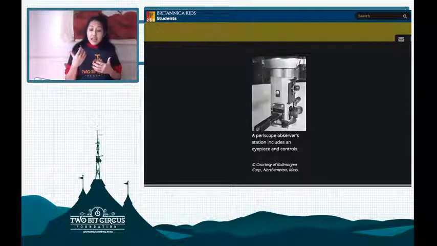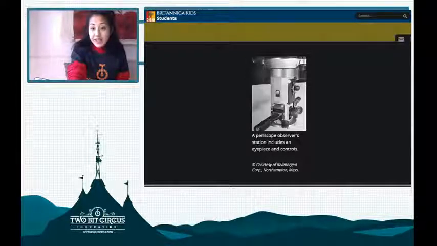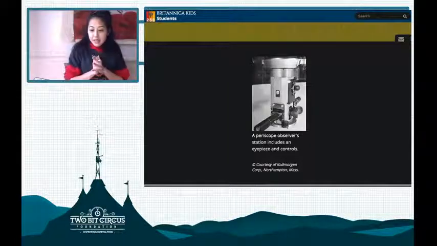One of the later... Oh, am I fuzzy? Oh, it might be my internet connection. If I seem a little fuzzy to you, I do apologize for that. Hopefully when I move over my screen to a different look, I'll be a little less fuzzy to you all.